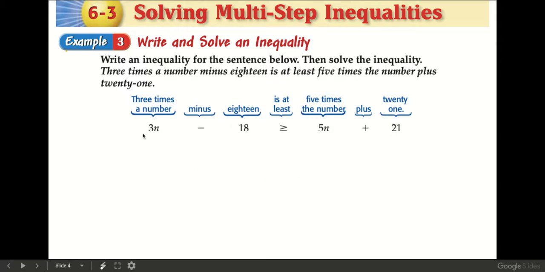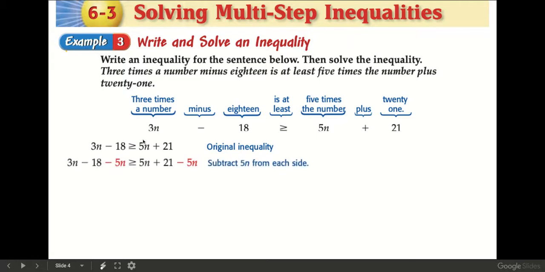So 3 times a number, right? 3 times n minus 18 greater than, because it's got to be at least, right? The smallest it can be is this, so it's got to be greater than or equal to 5 times the number, 5 times n plus 21. So let's go ahead and now solve it. If you notice, I have a variable on both sides of the inequality. I need to get it all on one side.